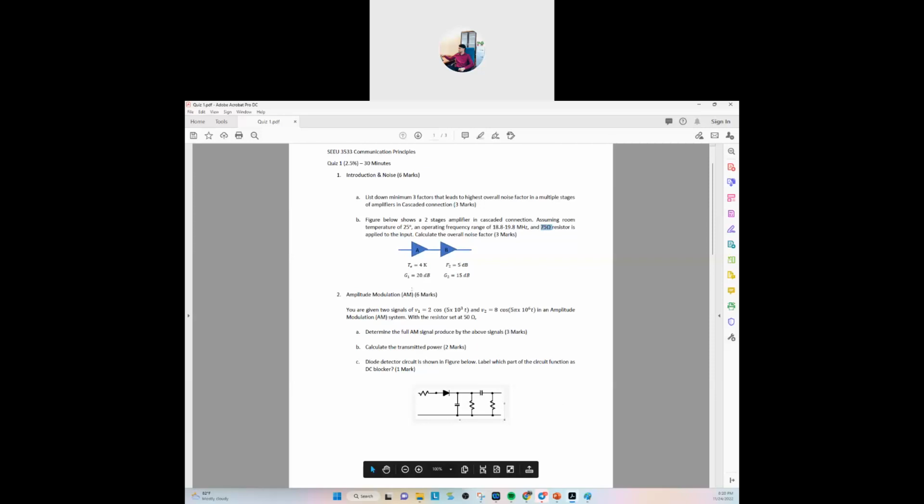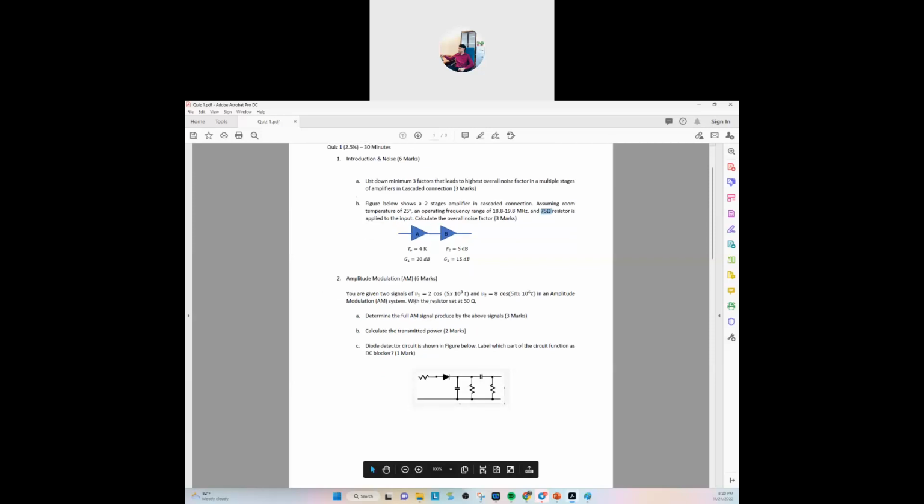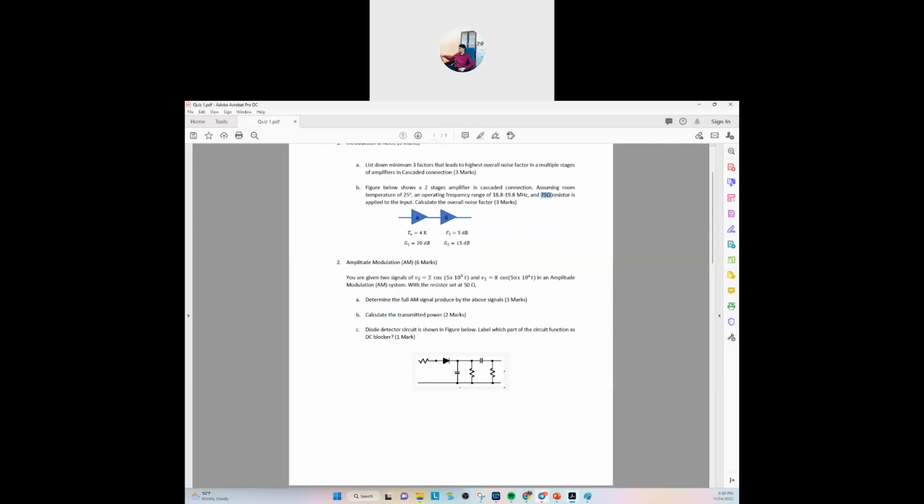And then this one is amplitude modulation. You are given two signals, V1 equals 2 cos 5 times 10 to the power of 3, and this one is a cos.